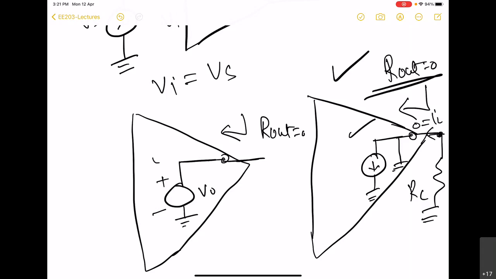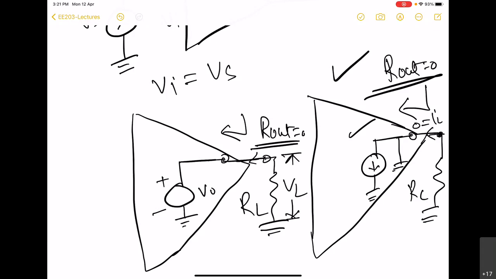However, if we use a voltage source on the output side to model the amplifier, then it will immediately ensure Rout to be 0. And here you can see that if you connect any load, whatever may be the load, you will always be able to see a voltage across it. And of course, there will be some current also.